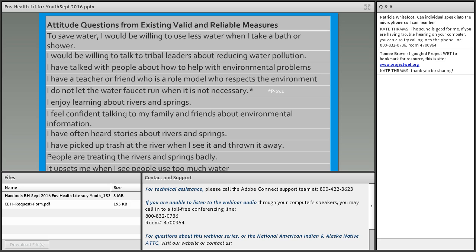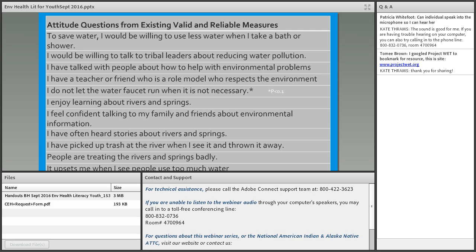The first thing we did is we went out into the literature to see what existing measures there were related to environmental literacy. There are several measures for kids, but we were really focusing on water and health, so we couldn't use a lot of those measures. But we pulled some of the questions from those measures and used them to get an idea of what people's attitudes were and how they changed pre and post. These are some of the items that we used from existing measures.